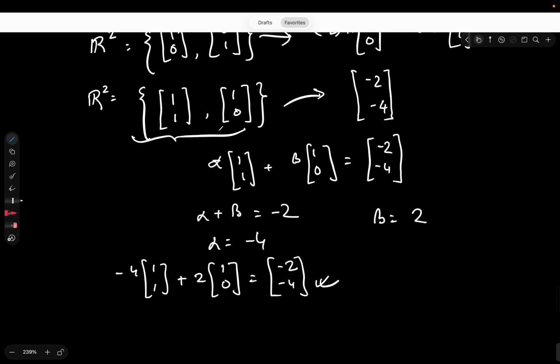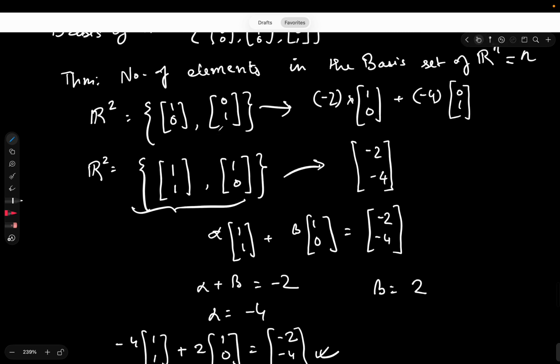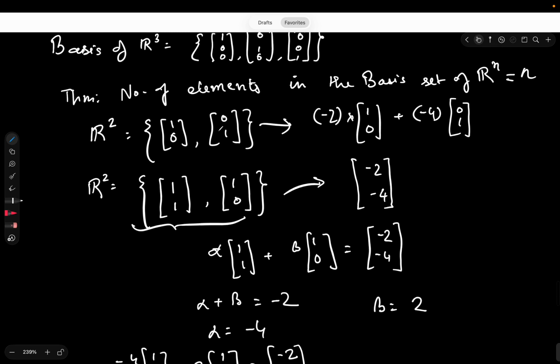So the basis set of a vector space is not unique, but the number of elements of a basis of a vector space is always unique, and that equals n for the Rn vector space.